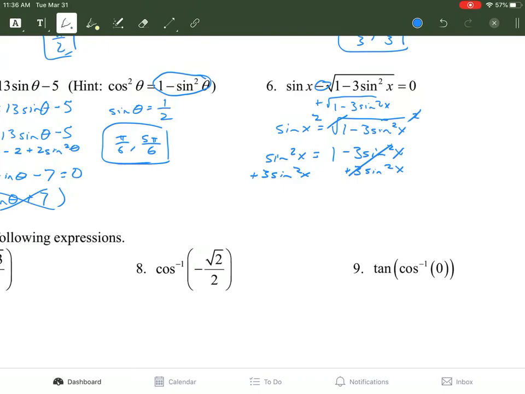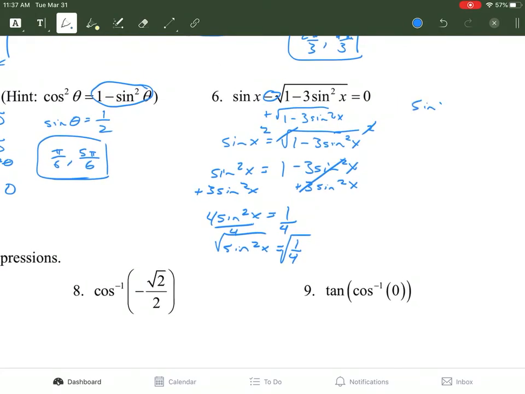And then 1 sine squared x plus 3 sine squared x is 4 sine squared x. And that equals what's left over, which is the 1. Now we can divide both sides by 4. So we have sine squared of x equals 1/4. And to get rid of the squared, we're going to square root both sides.